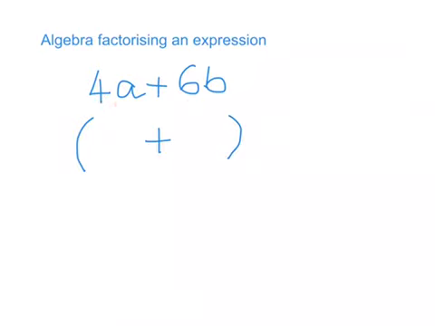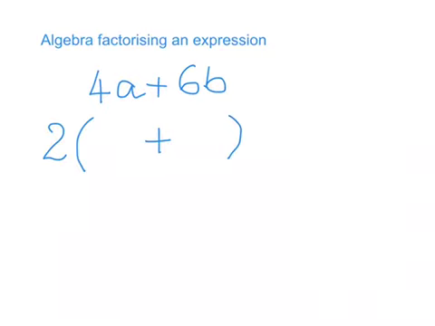Now I've got 4a and I've got 6b. See, a and b are different, but 4 and 6, they're both even numbers. So as they're both even numbers, I know that 2 is a factor of 4a and 2 is also a factor of 6b. So that 2 I can write here outside of the bracket because I know that 2 does go into both terms here.